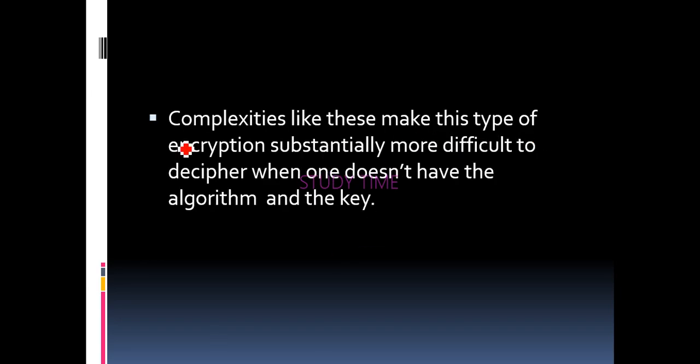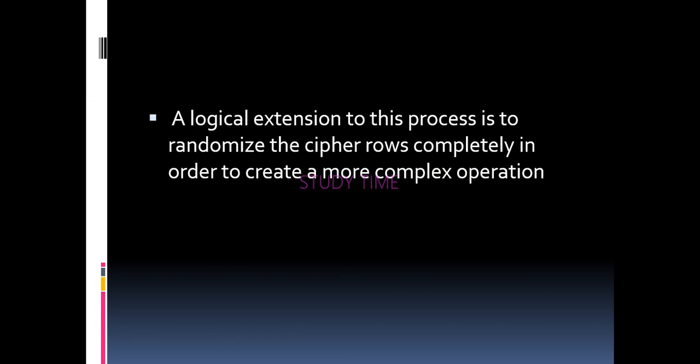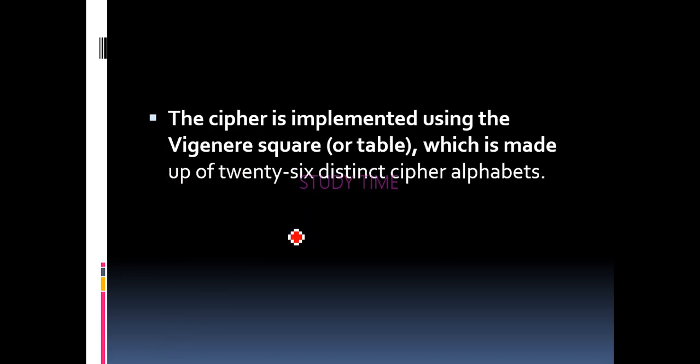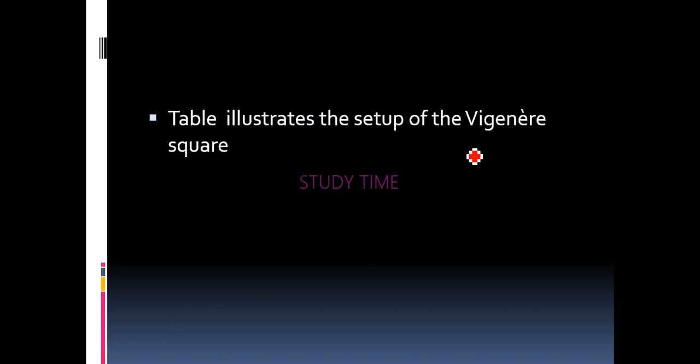Complexities like these make this type of encryption substantially more difficult to decipher when one doesn't have the algorithm and the key. A logical extension to this process is to randomize the cipher rows completely in order to create a more complex operation. Vigenere cipher. An advanced type of substitution cipher that uses a simple polyalphabetic code is the Vigenere cipher. The cipher is implemented using the Vigenere square, or table, which is made up of 26 distinct cipher alphabets. Table illustrates the setup of the Vigenere square.